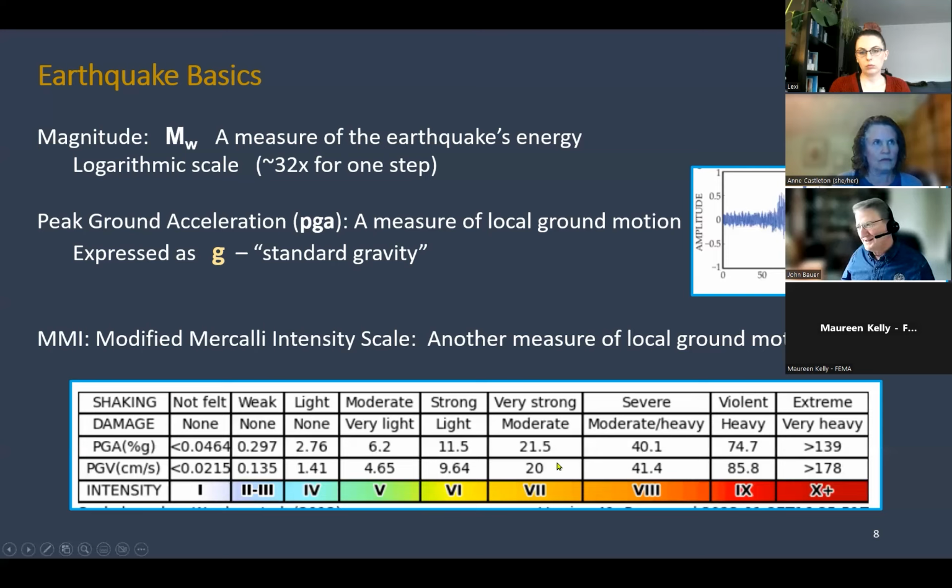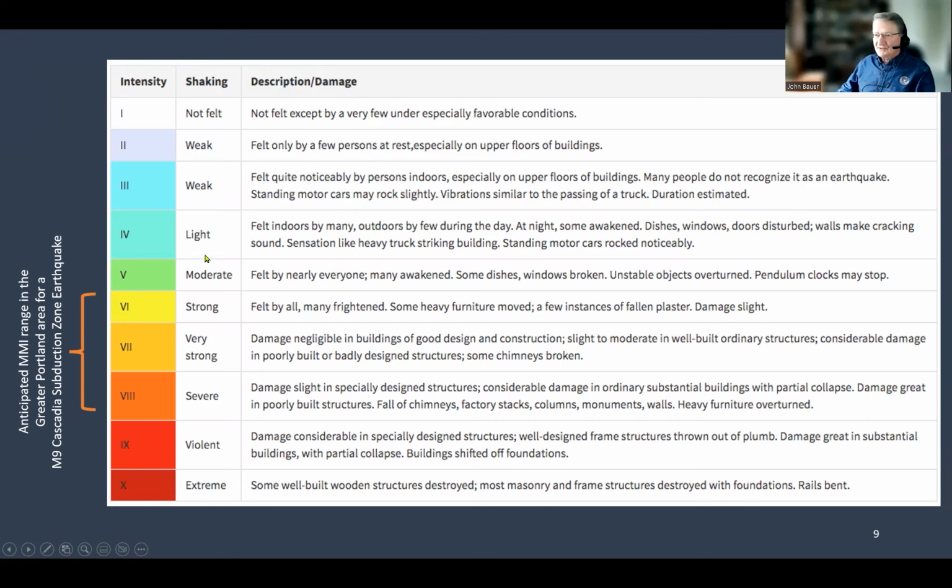This is a more detailed description of what each of those categories are. This is the human perception, okay, and then this is the damage on buildings here from not felt to extreme. As you can see in, say, the very strong, it says if it's well built, it will have slight damage, considerable damage to poorly built.